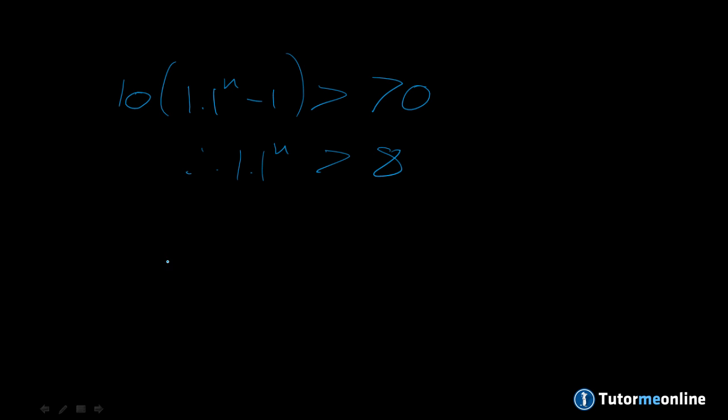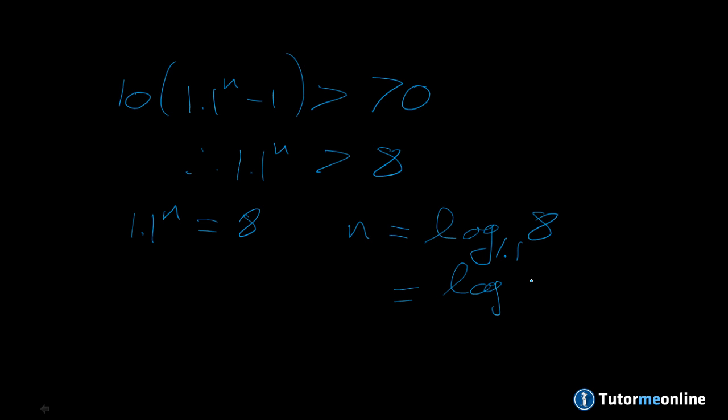Now, the basic definition of a logarithm: if I, for the time being, just state that 1.1 to the power of n is equal to 8, the basic definition of a logarithm states that the value of n is equal to the logarithm of 8 to the base of 1.1, where 1.1 is the base of this exponential value here. Then I can use the basic laws of logarithms. I can say this is the log of 8 to the base of 10 divided by the logarithm of 1.1 to the base of 10.